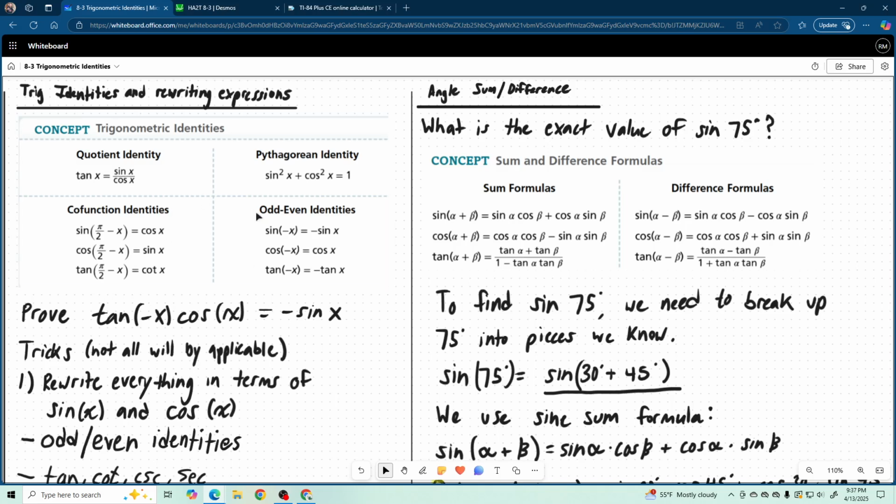So just look at a couple of these here. We have tangent equals sine over cosine. We talked about that when we first started doing the unit circle in the last unit.